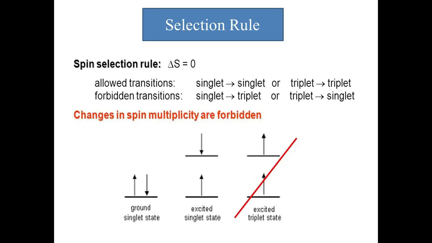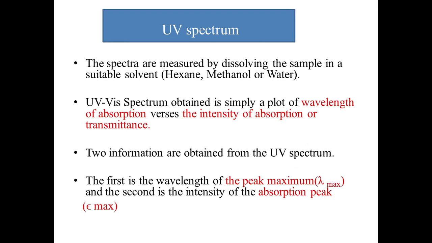So, the spin selection rule is delta S equals 0. The allowed transitions are singlet to singlet or triplet to triplet. The forbidden transitions are singlet to triplet or triplet to singlet. So the ground state singlet, excited state singlet. Triplet to singlet or singlet to triplet is a forbidden transition, and singlet to singlet or triplet to triplet are allowed transitions. So this is the selection rule for the UV visible spectrum.